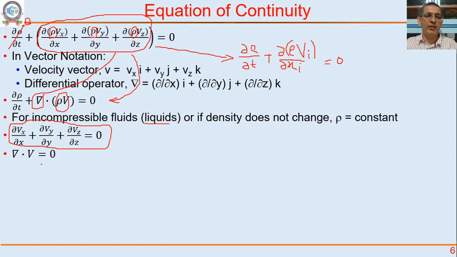We can write it either as del dot v, del operator dot product with v, right? We can also write it like this: del by del xi of vi equal to 0. What is the physical meaning of this? It is only telling you if there is a change in Vx in the x direction, it will correspondingly lead to a change in y direction, Vy in y direction, or Vz in z direction.